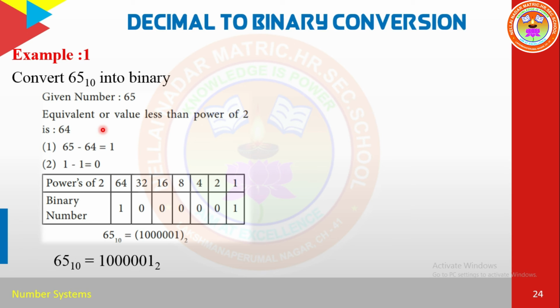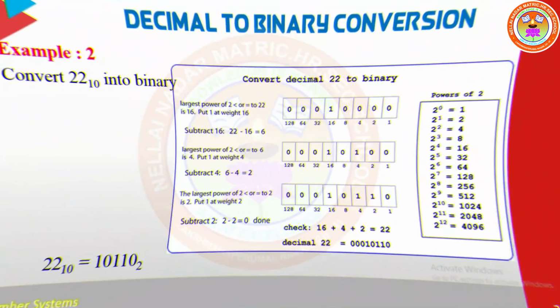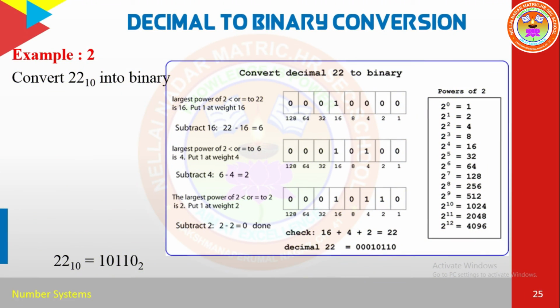So what is the answer? You see the first value 64 has 1, so you put 1 here. And for the second one, we put 1 in the last position. So now it is 1 0 0 0 0 0 1. That is the answer for this conversion of decimal to binary. Understood? Yes. This is another example of decimal to binary conversion.